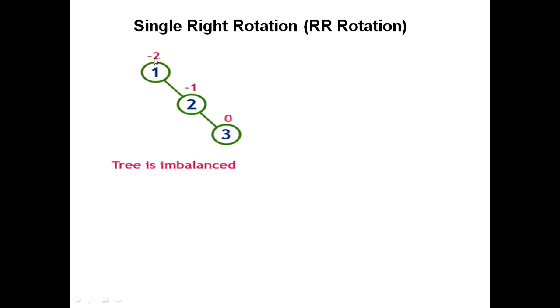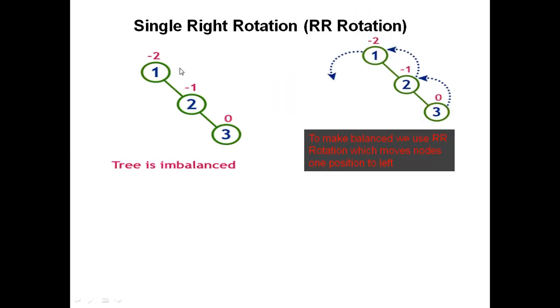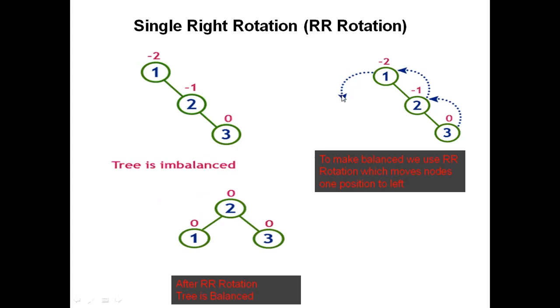So we are going to use RR rotation. A negative value means we are going to take this RR. So to make it balanced, what are we going to do? RR rotation means we have to move this node towards the left. So 1 will go to this side, 2 will replace this one, and 3 will replace this 2. Okay, so we'll have this one.